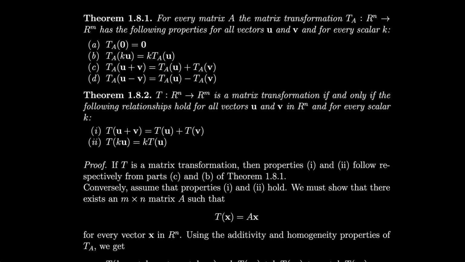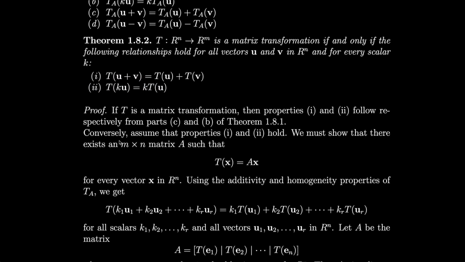Let's prove this real quick. If T is a matrix transformation, then properties 1 and 2 follow respectively from parts C and B of this theorem right over here. So we just prove the other direction. So let's assume that we have these properties, and let's prove that it's a matrix transformation. So we'll have to show that there exists some matrix A such that T of x is A of x for every vector x in Rn. Let's use the additivity and homogeneity properties of T. That's this and this that we're assuming.